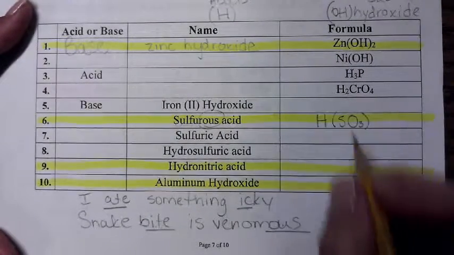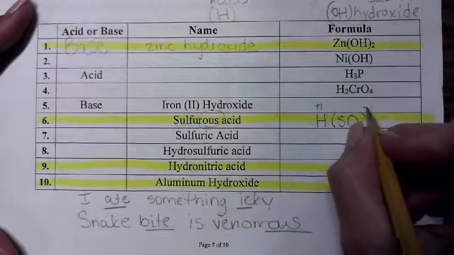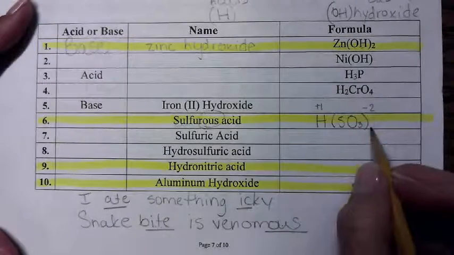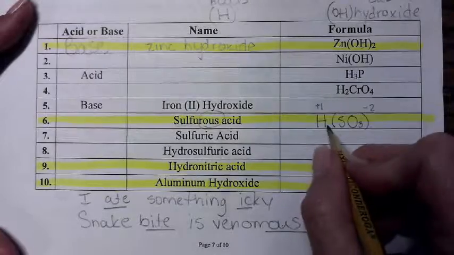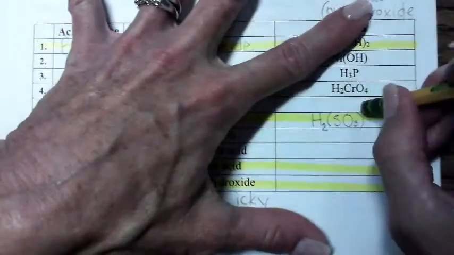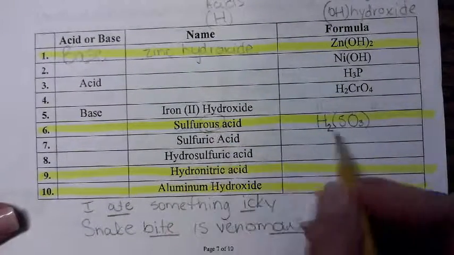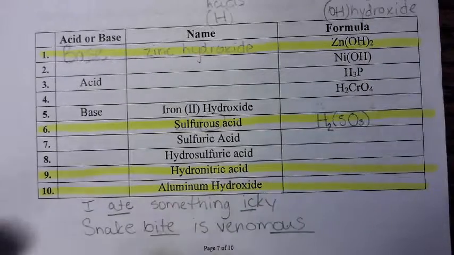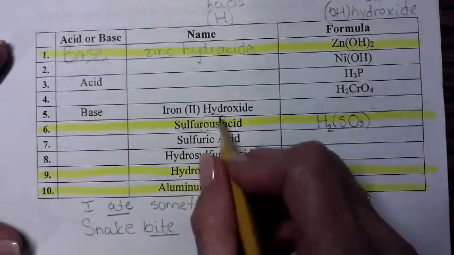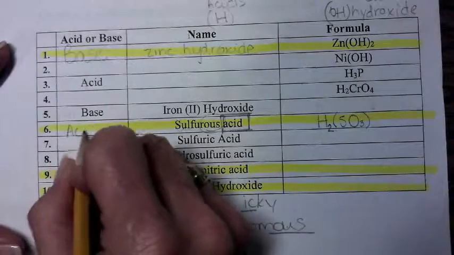Check oxidation numbers. Hydrogen's oxidation number is +1. Sulfite, -2. Crisscross those oxidation numbers. Use them as subscripts. And you can erase. You don't need them up there anymore. So the formula for sulfurous acid, H2SO3. Is it an acid or a base? I don't know. That gives us a big clue. It's an acid. Those are pretty easy.